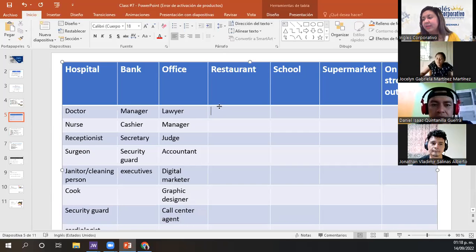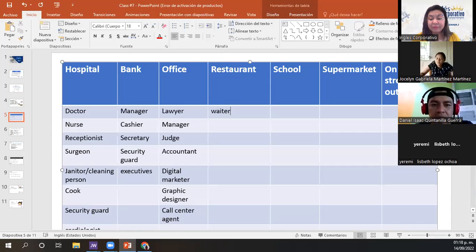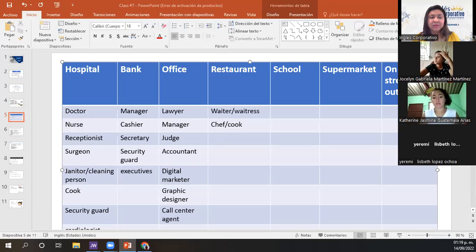Okay, now restaurant. Let's go over the restaurant. People that work in a restaurant. Waiter. Okay, waiter is for men and for a woman, waitress. Okay. Chef. A chef or cook. Yes. Let's participate. Kitchen assistant. Okay, very nice. I like that. Kitchen assistant. Very nice. I like your participation.